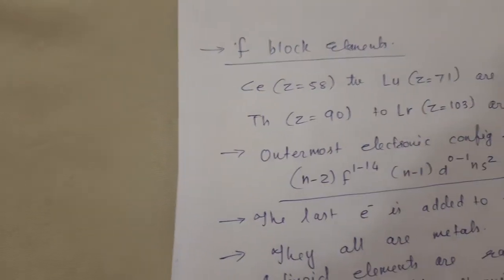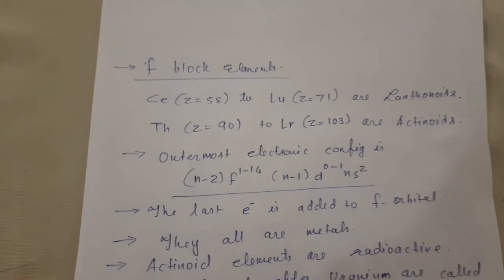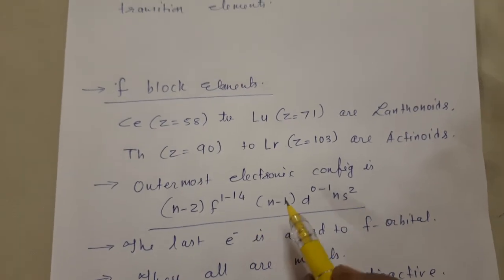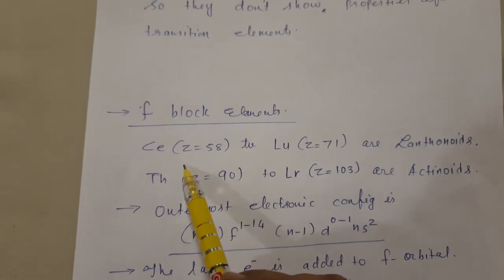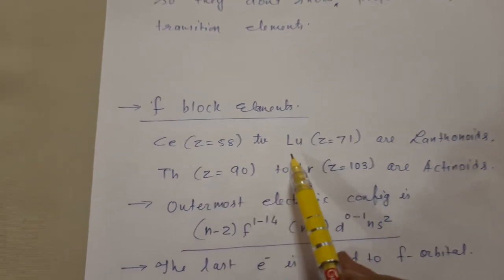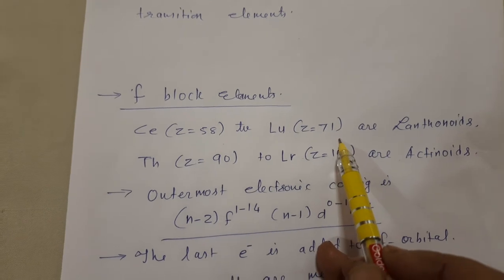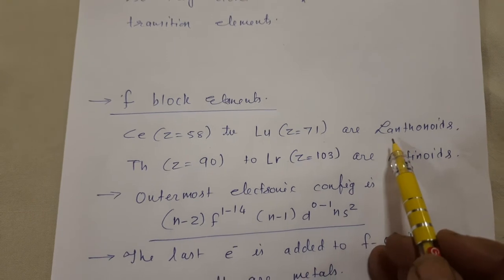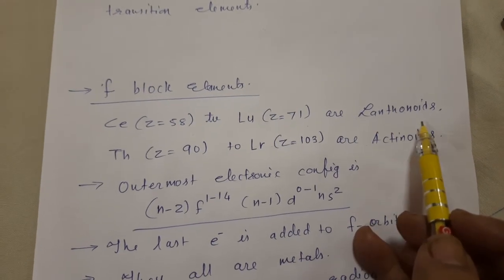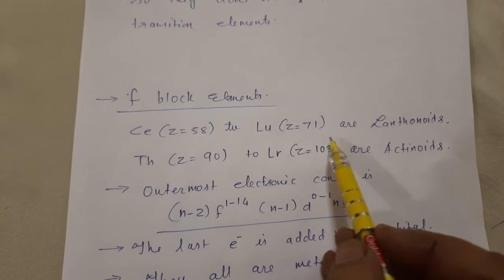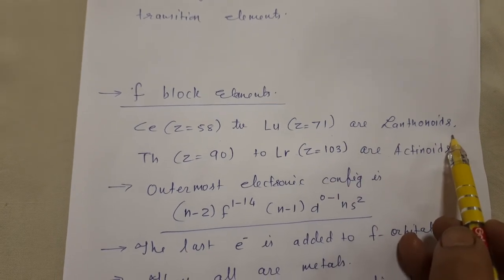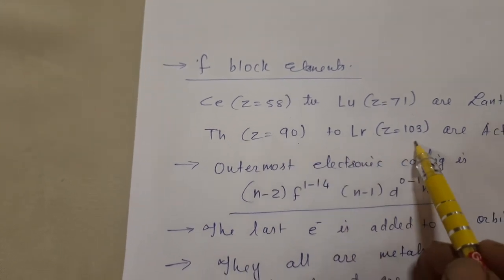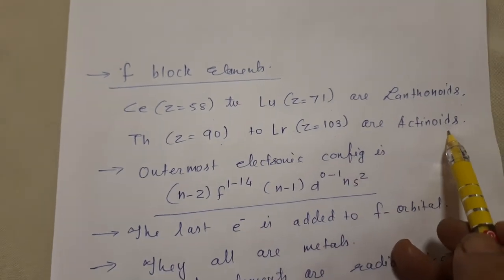Then we will come to f block elements. As you know, the outermost electron will enter the f orbital. If you pay attention, in the periodic table also I have explained that cerium, that is Z equal to 58, to lutetium, that is Z equal to 71, are lanthanoids. Their details are written separately in a column below the periodic table. So 58 to 71 are known as lanthanoids. Similarly thorium, that is 90, to lawrencium, that is 103, are known as actinoids.